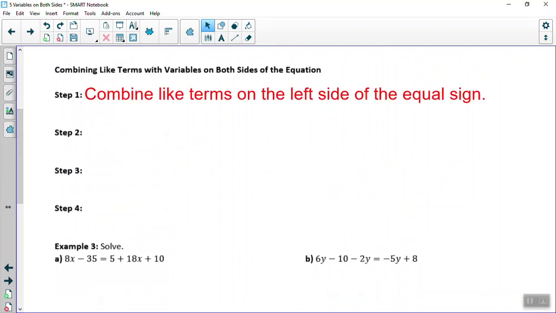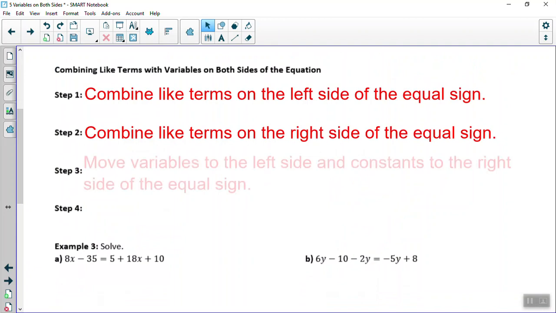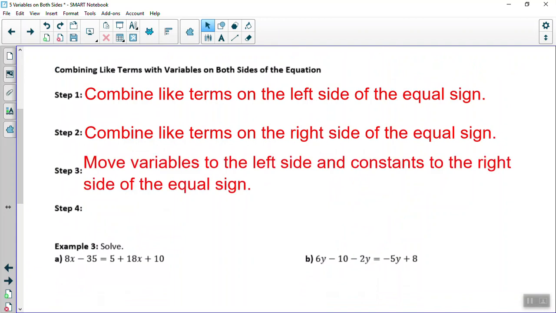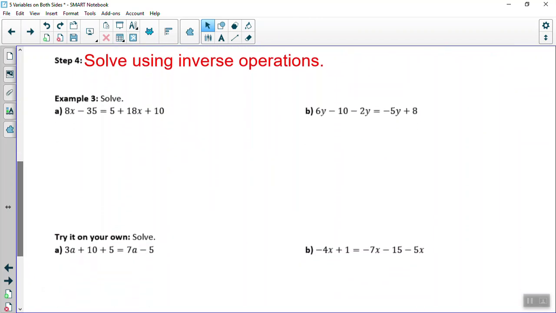So our first step, combine like terms on the left side of the equal sign, combine like terms on the right side of the equal sign, move variables to the left side and constants to the right side, and then finally solve using inverse operations. All right, so here we go. I don't have any parentheses, so I don't need to distribute. All I need to do is combine my like terms.